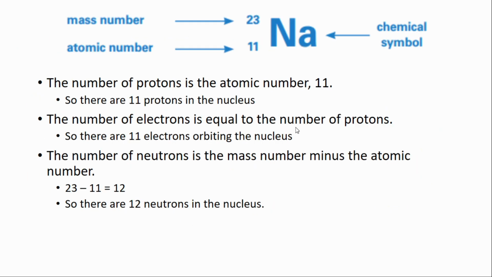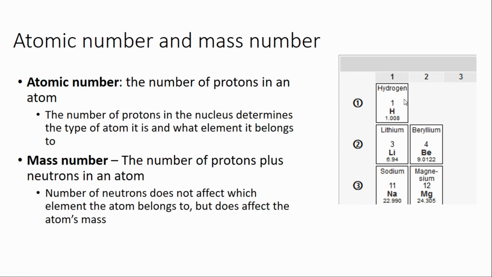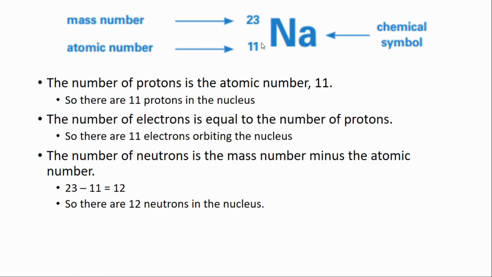Alright, so just a couple more key points here. This is sodium, Na is sodium. The number of protons is the atomic number. On a periodic table, the atomic number is normally up the top, but in this case, they've written it below. So for this one here, the number of protons in sodium is the atomic number, so it's 11. So there are 11 protons in the nucleus. Remember, the number of electrons is also equal to the number of protons, so we also know that there are 11 electrons orbiting the nucleus.